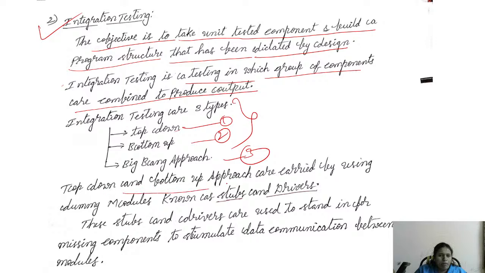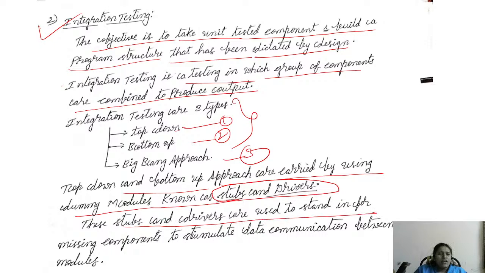Top down and bottom up approaches are carried out by using dummy modules known as stubs and drivers. Why we need stubs and drivers, we will see now. These stubs and drivers are used to stand in for missing components to simulate data communication between modules. Suppose some modules are still in the developing stage, how can we do the integration testing? That's why we are using stubs and drivers.